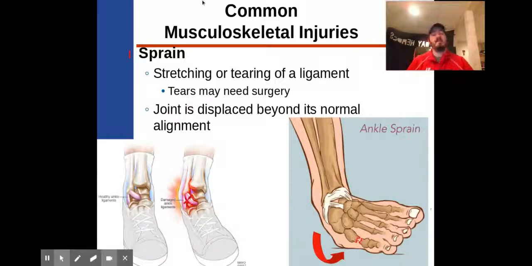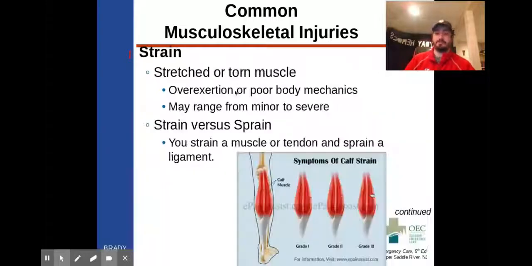Okay, so ankles are a big thing we sprain, but again, we could sprain any joint, right? Remember, ligaments connect bone to bone, and what do we call a place where two bones meet? Joint. So you could sprain your shoulder, your wrist, your knee, your ankle. Any of those can be sprained. All right, so that is a ligament injury.